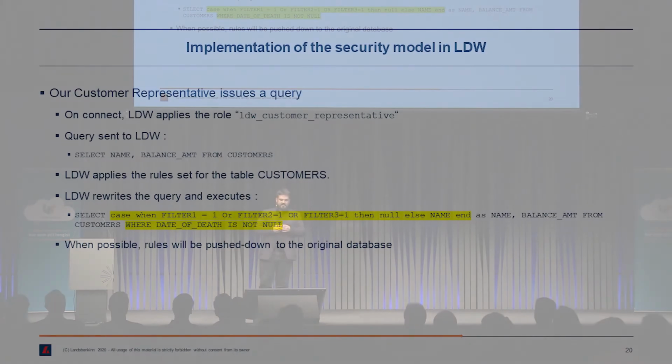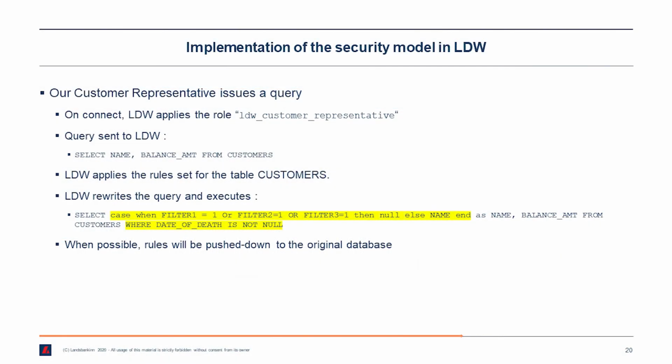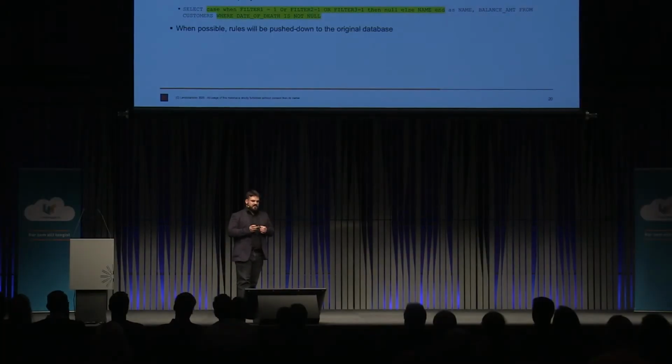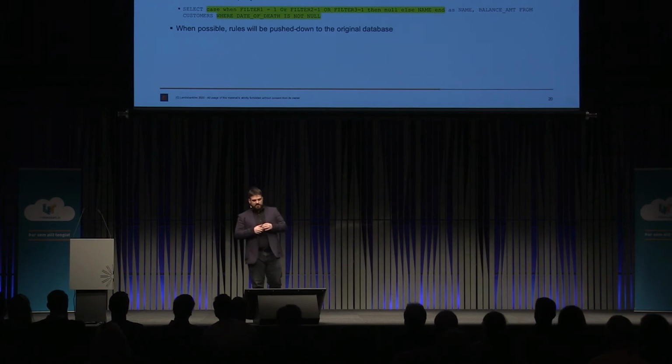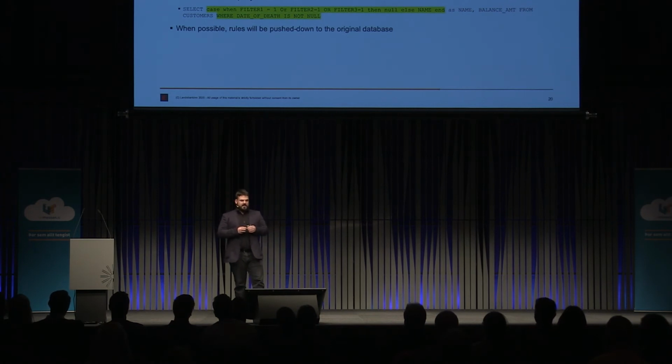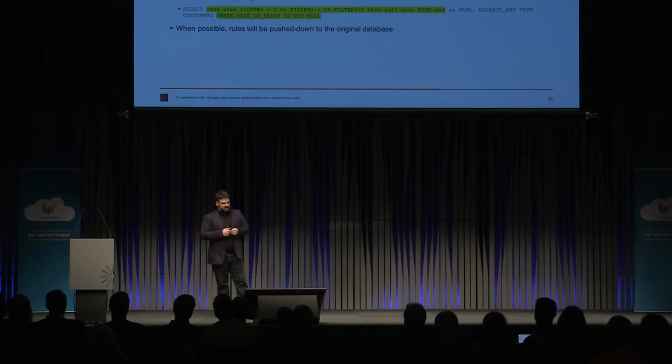So from there, it's a system quite similar to the Oracle Virtual Private Database system, where in the end the query you send to the system is not the one that will be executed, because you will have some behind-the-scene filtering and masking applied to mask your data. And as much as possible, your data virtualization platform should be able to push down that modified query to the original database, so that your logical data warehouse doesn't handle most of the calculations.